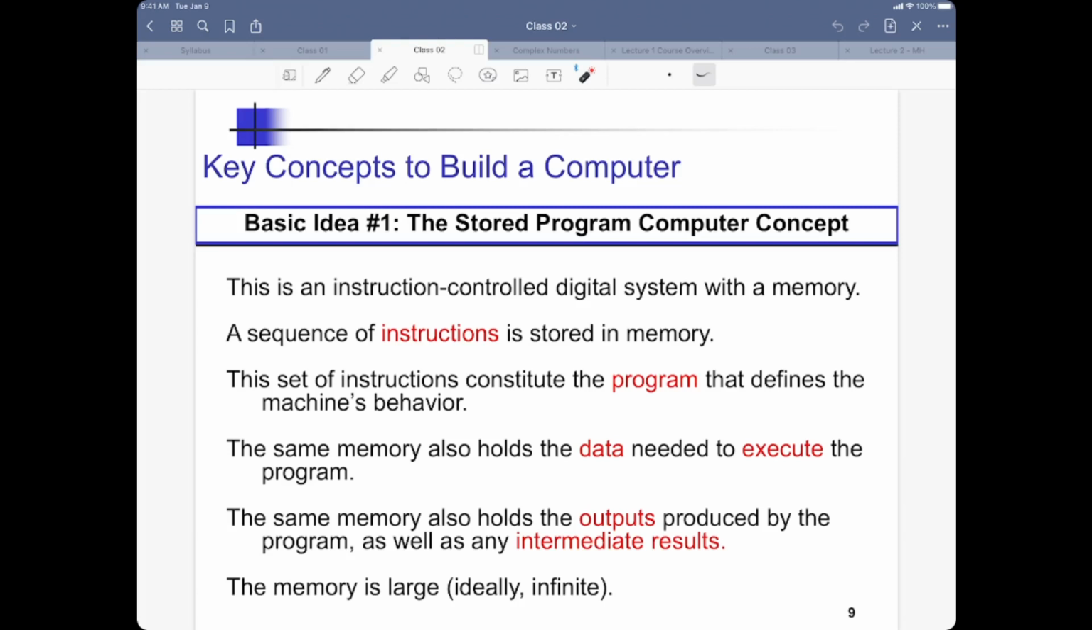A set of instructions constitute a program. So for example, if you are adding two numbers, there might be a lot more than just one instruction add, right? You may have to bring the operands from the memory to the ALU, do the addition in the ALU, and then maybe if you want to store the results back into the memory, you will have to execute a store operation. The same memory is also going to hold the data needed to execute the program. So for all of this to work without any problem, we are going to assume that our memory is infinitely large. We don't have any constraint on the size of the memory.